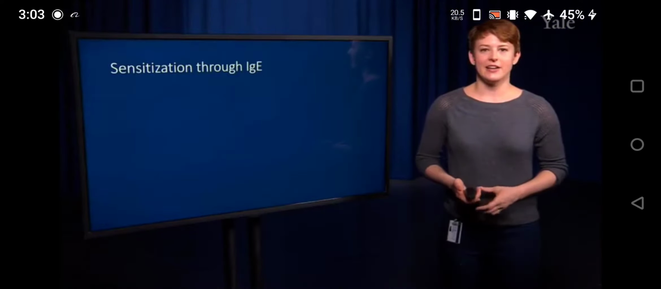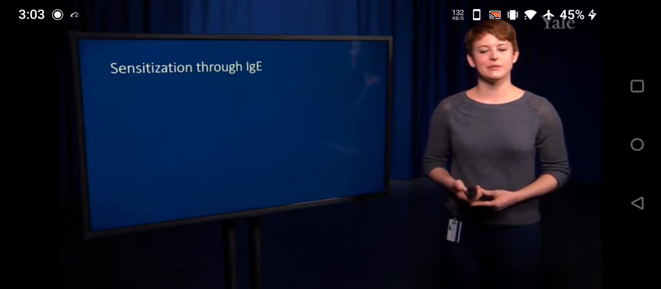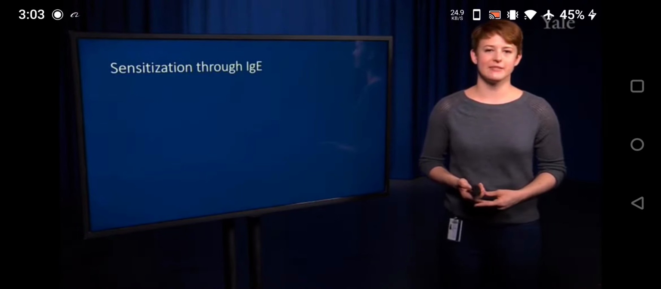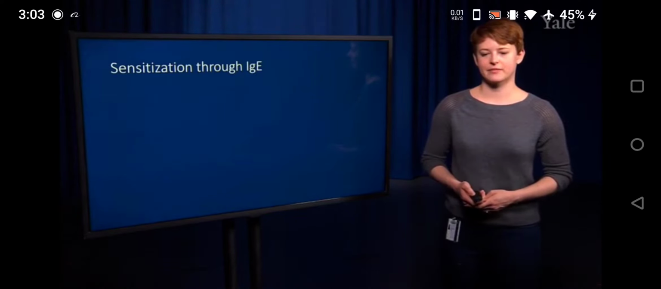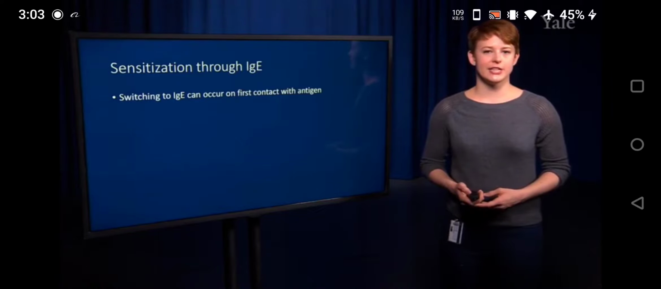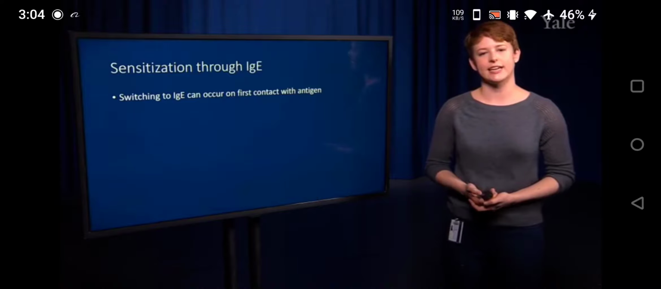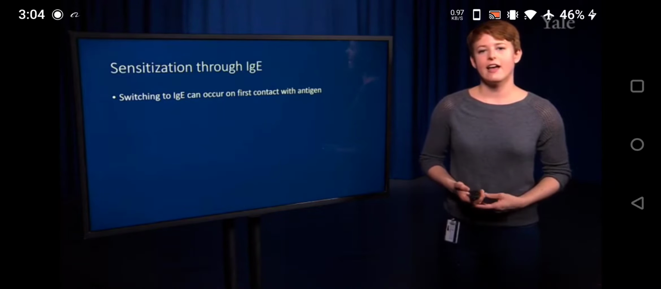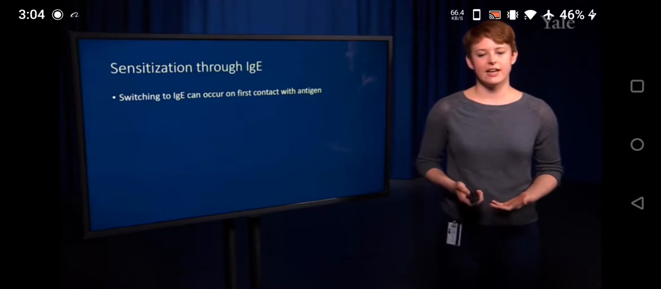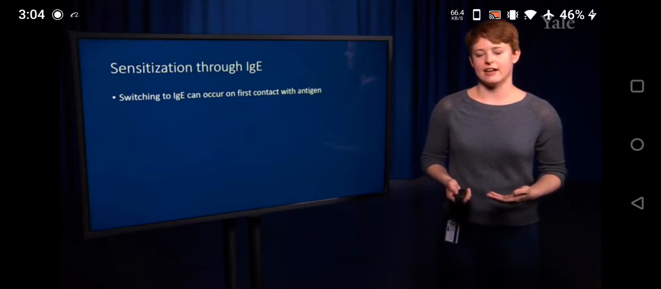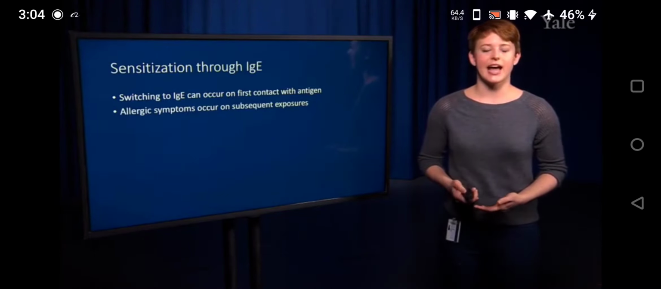Okay, so I mentioned earlier the word sensitization to an antigen. So what does that mean? In particular, what does it mean for a response to be sensitized through IgE? Switching to IgE via class switching in B cells can first occur once an antigen is initially seen. So the first time that the body sees an antigen, typically allergic symptoms actually will not occur.